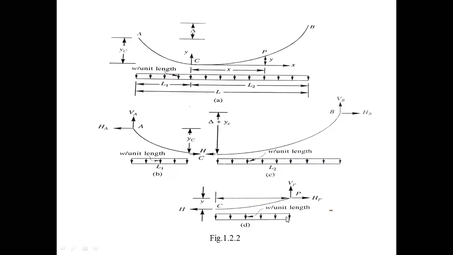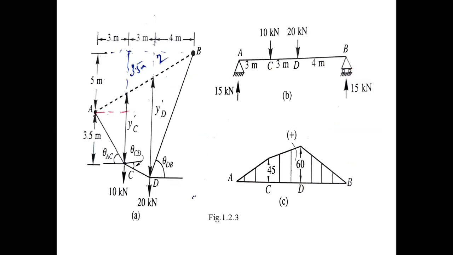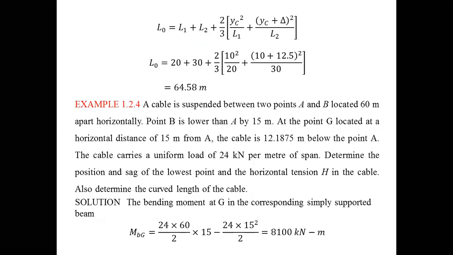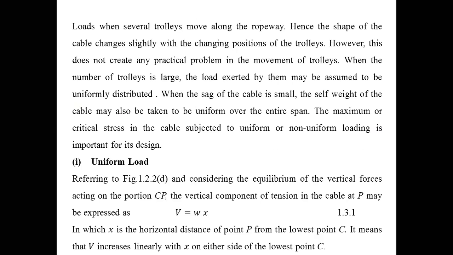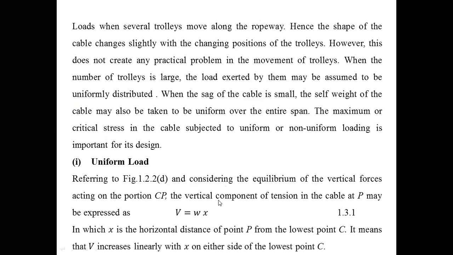Design of aerial ropeways without stiffening girders, or without horizontal pavements or any hangers. In that design, the only design parameter is stress, and the cable is the design element. So referring to figure C, V is equal to WX.